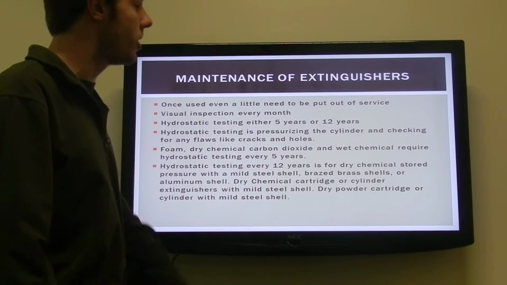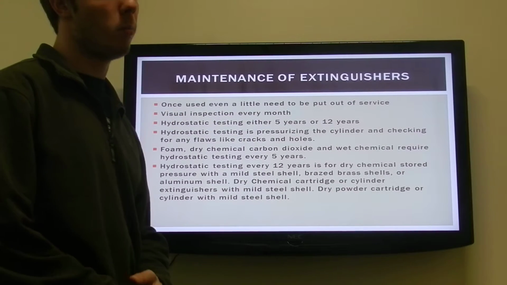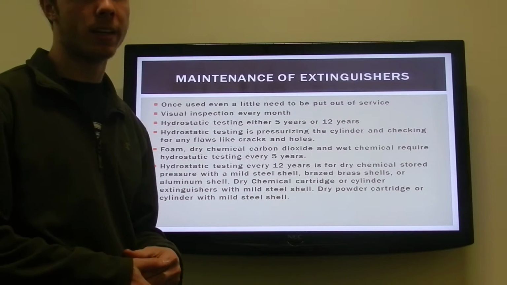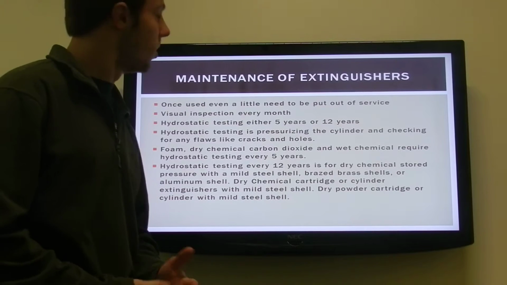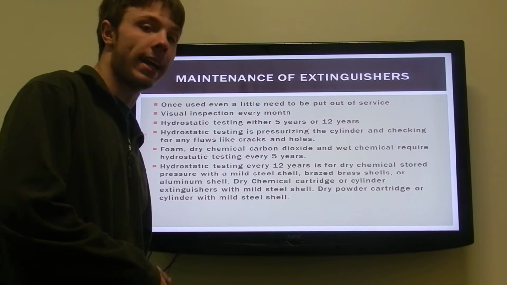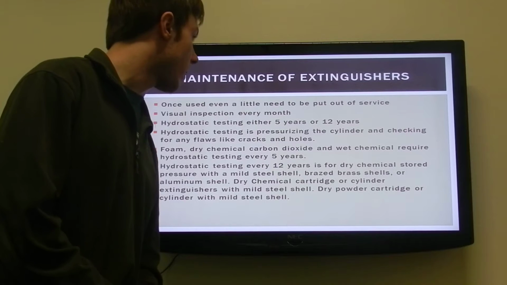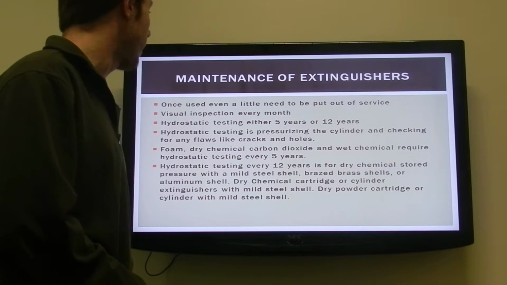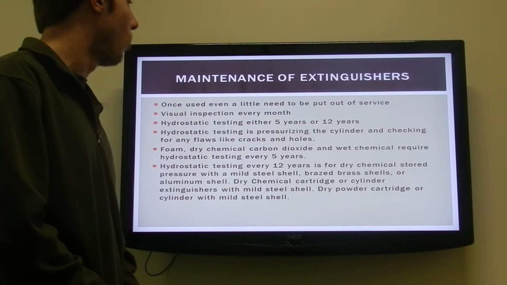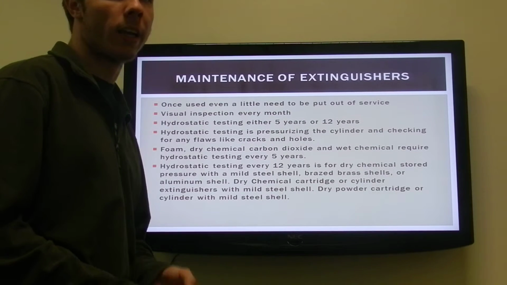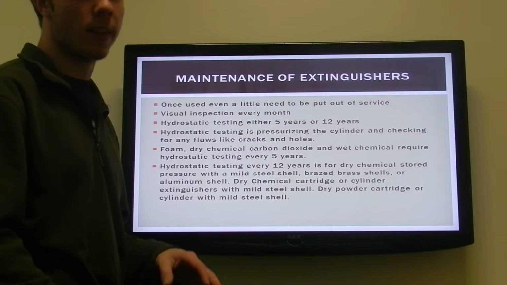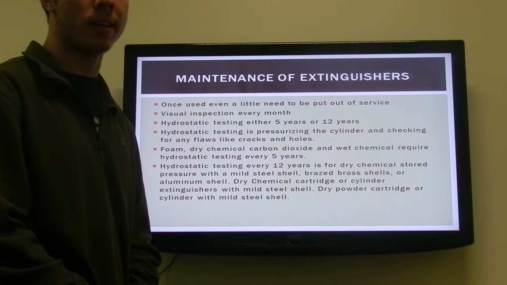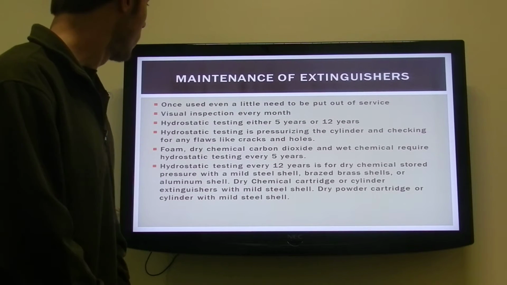But visual inspection should be every month, just to see if there are any dents, any bad things, any rust, anything that would make it inoperable. Then hydrostatic testing is every 5 years, mainly 5 years, or 12 years in special occasions. Hydrostatic testing is where you pressurize the cylinder in water, fully pressurize it, and then determine if there are any cracks or holes or anything that would make it inoperable, basically.